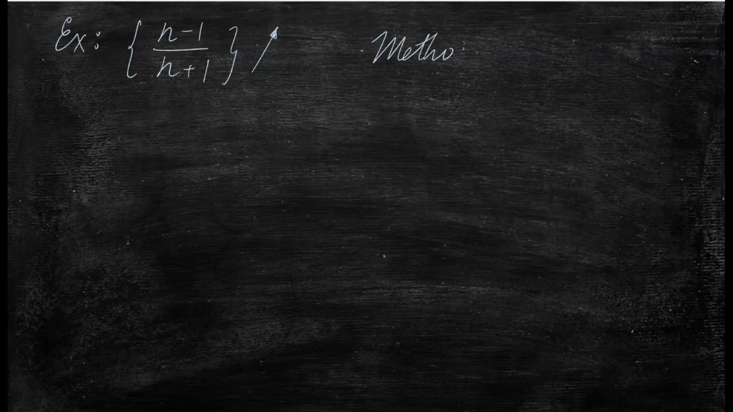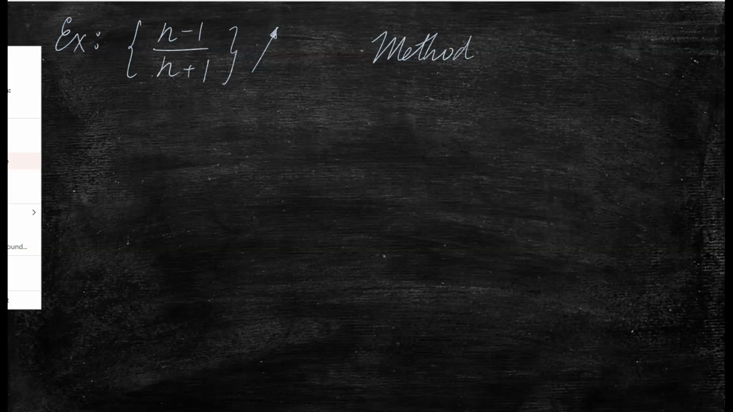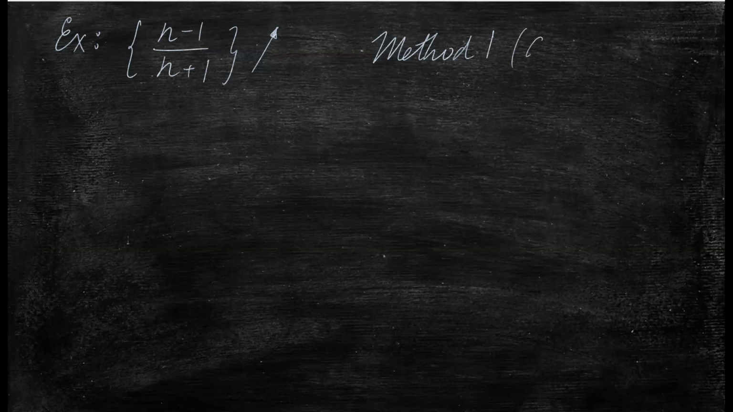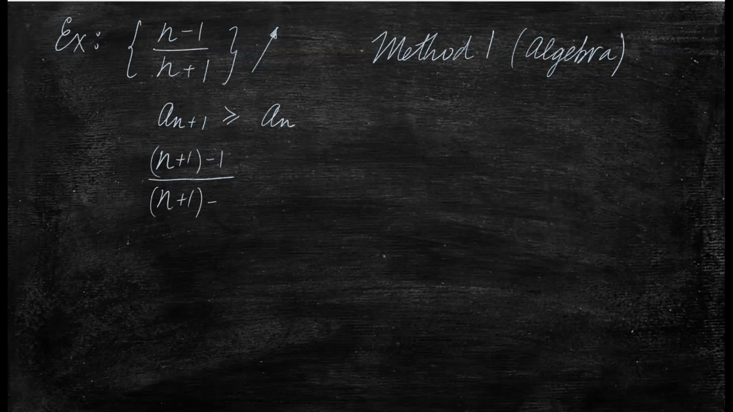All right, let's do another example. Similarly, let's convince ourselves that this sequence is increasing. And let's do it first using the algebra way. In the algebra way, we have to make sure that the successor is greater than its predecessor. So we're going to throw n plus 1 into this formula to figure out the left-hand side of this inequality.